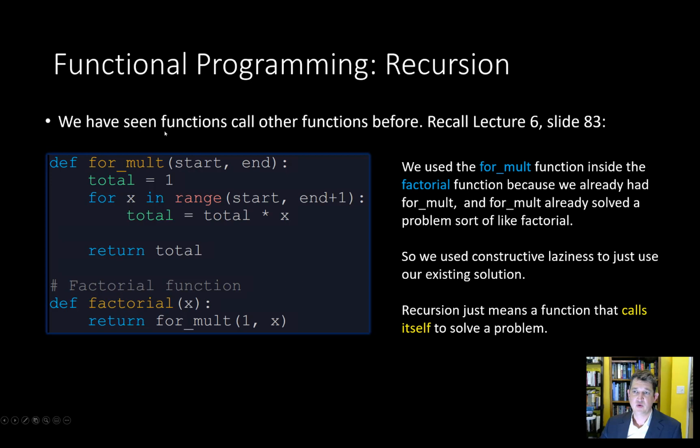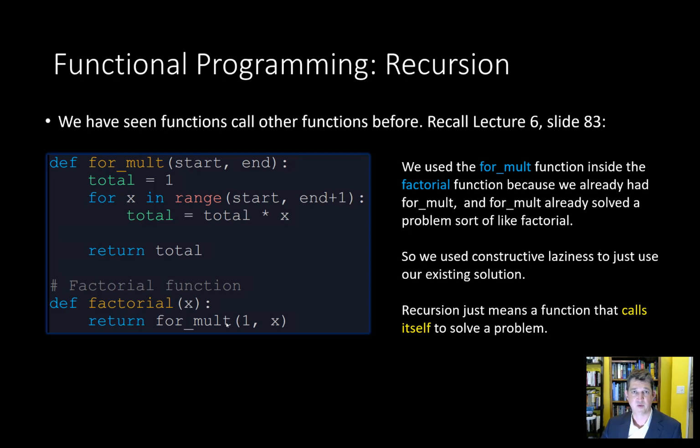So in the past, we've used functions that call other functions before. So recall this earlier lecture where we defined the for multiplier, just a for loop that multiplies all the integers in some range, starting at the start argument and ending at the end argument, and returns the total of that multiplication. And then we defined factorial. We noticed that this for mult already solves the factorial problem. Factorial is just a special case where we start at 1 instead of some arbitrary start integer. So when we use factorial, we call the for-mult function. So you've seen us calling functions within functions before. That's pretty common.